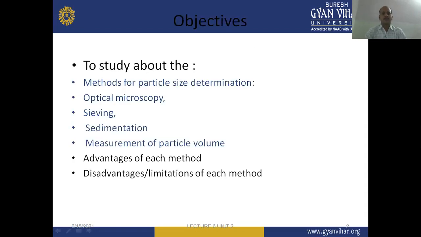So the objective of today's lecture is to study the methods for particle size determination, either optical microscopy, sieving, sedimentation, or measurement of particle volume. We have to discuss the advantages and limitations or disadvantages of each and every method with suitable examples.